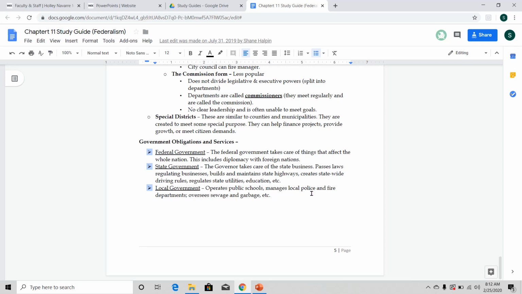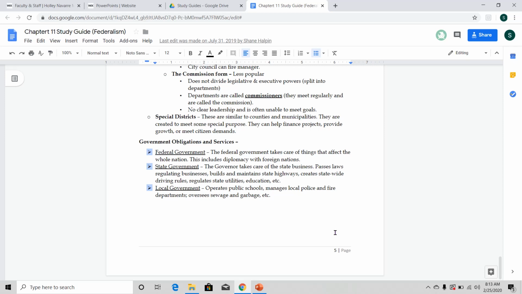And again, state utilities. Now, the last point right here is local government, and this operates public schools, manages local police and fire departments, and oversees sewage and garbage. So these are the things that affect your local government. They're the things that affect the areas directly around you. So again, it's local government that's going to treat it.